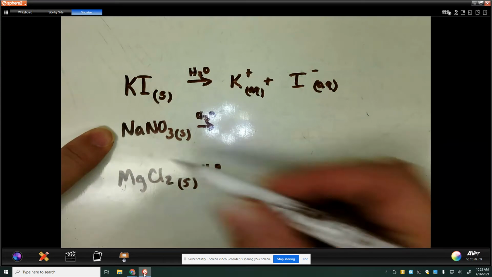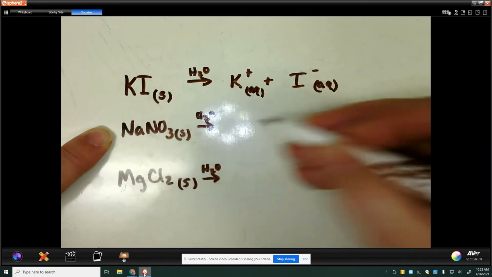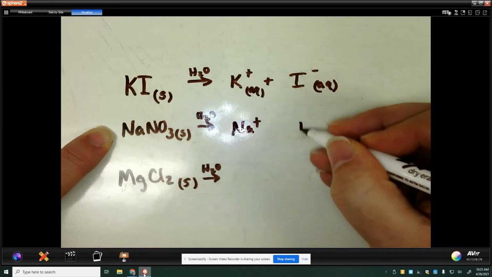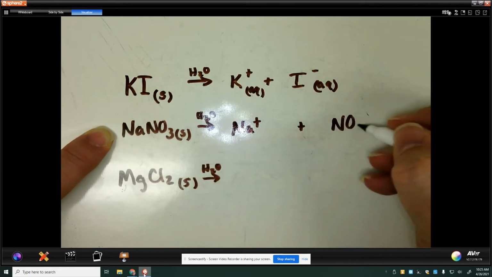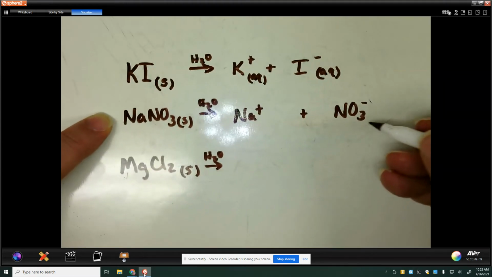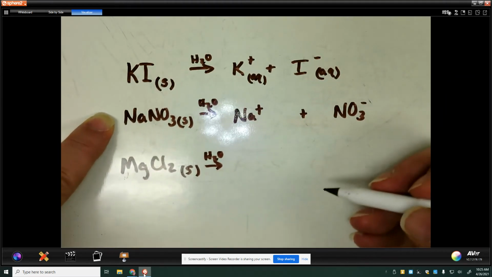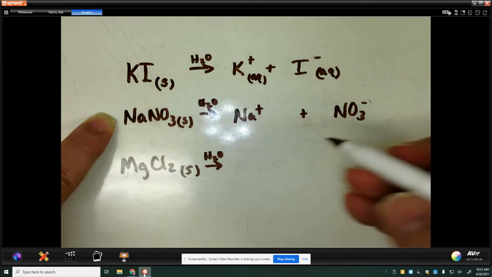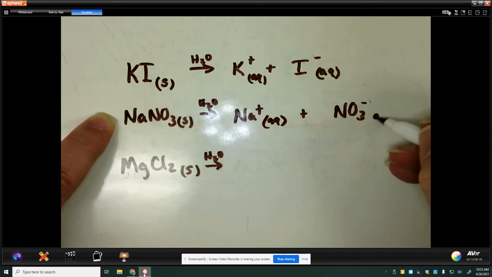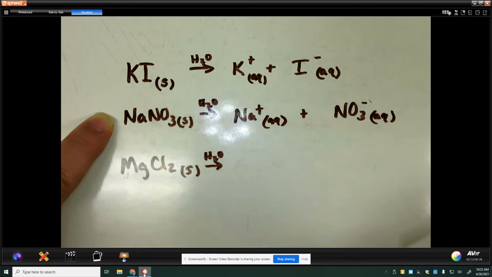This next one is sodium nitrate, and it is going to split into sodium ions and nitrate ions. Again, you'll never bust up a polyatomic ion. And remember, you do have a list in your reference tables. Now, again, these would be aqueous ions floating around in solution.